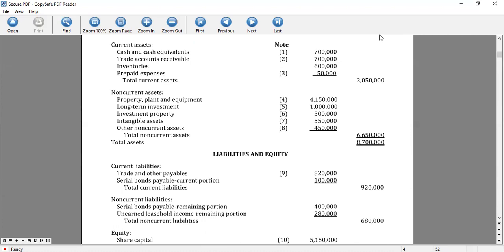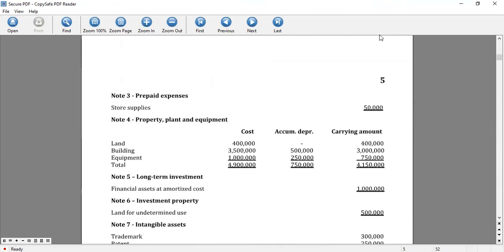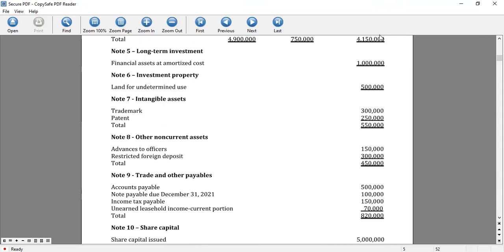Next, we have the liabilities and equity as provided in note number 9. So we have now trade and other payables. Accounts payable of 500,000, notes payable of 100,000. It's proper to be classified as current because the maturity date is within 1 year. The date now is December 31, 2020, and the maturity date of this note is within 1 year. So we have current liability.